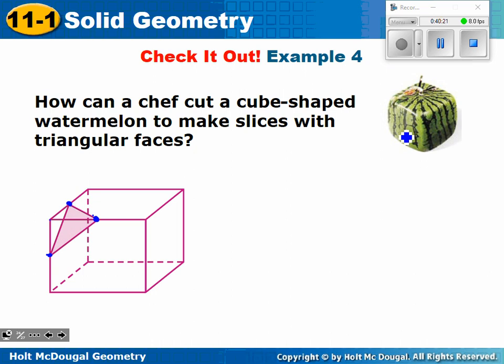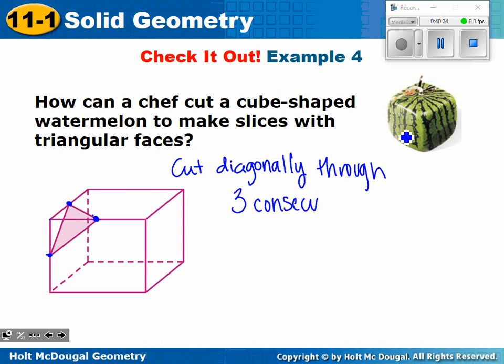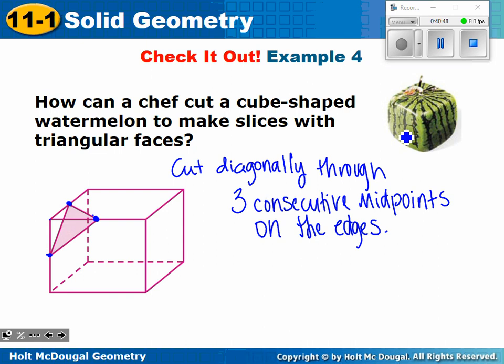So I need to cut diagonally through 3 consecutive midpoints on the edges. Diagonally through 3 consecutive midpoints on the edges. What am I missing? The edges that connect at one vertex.